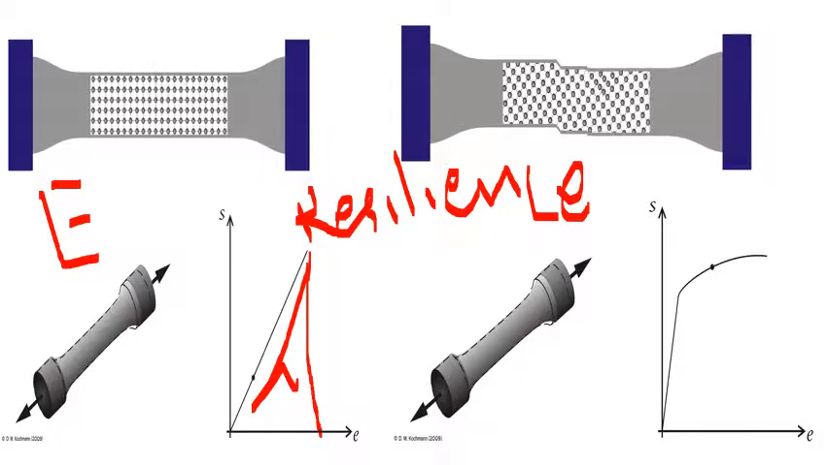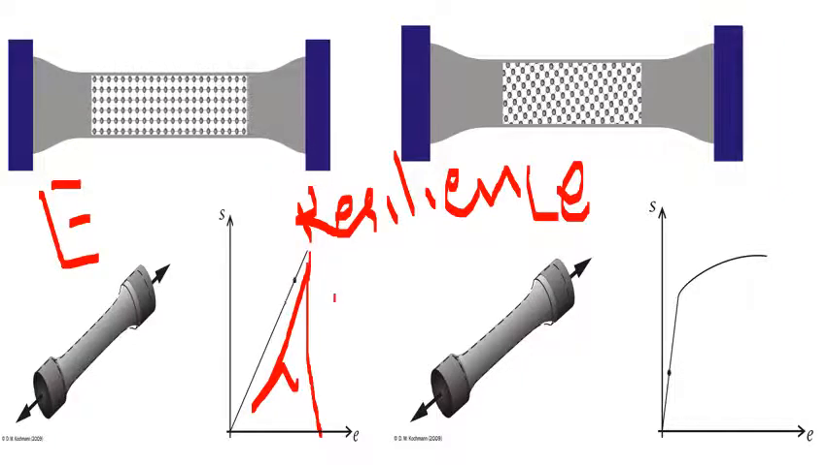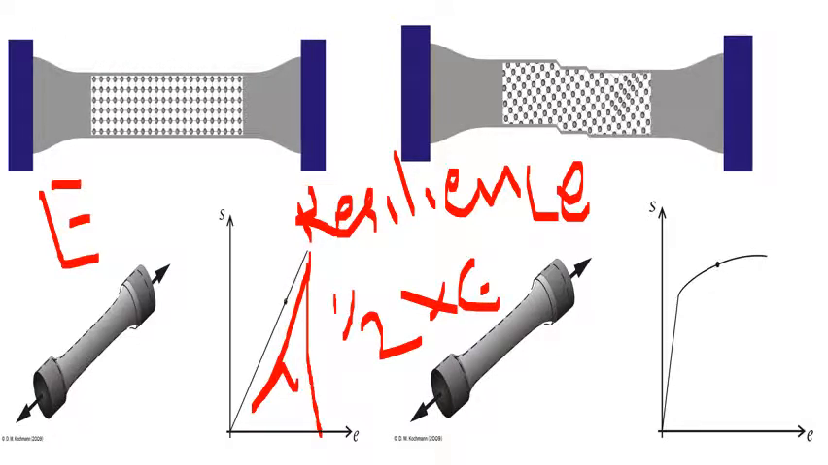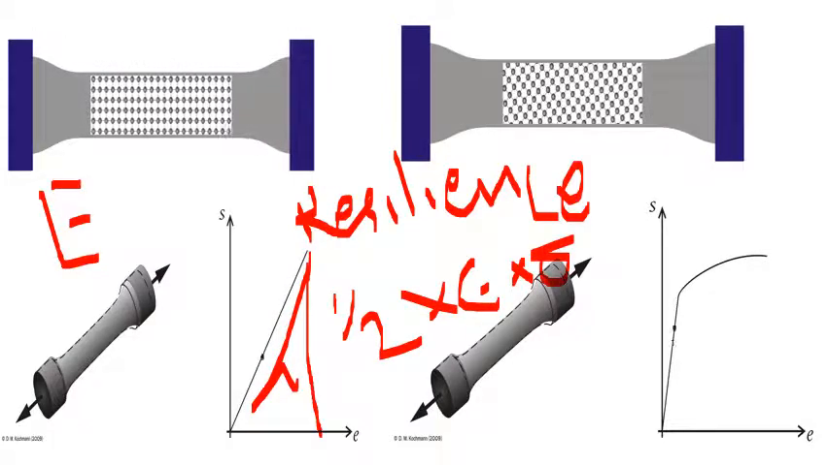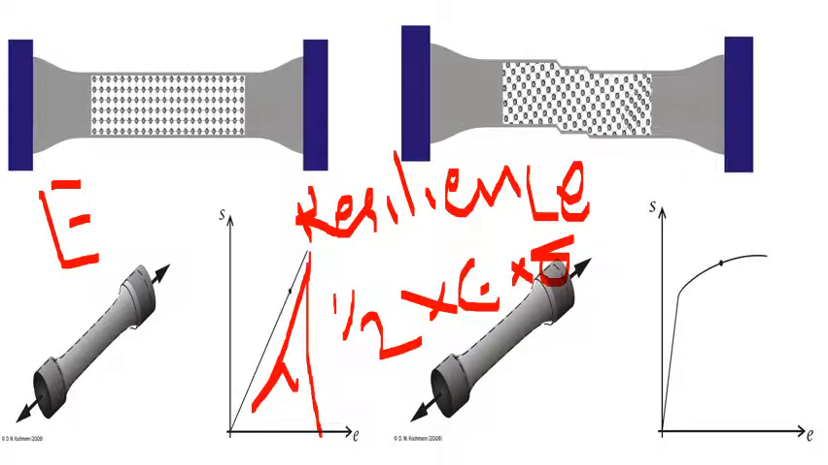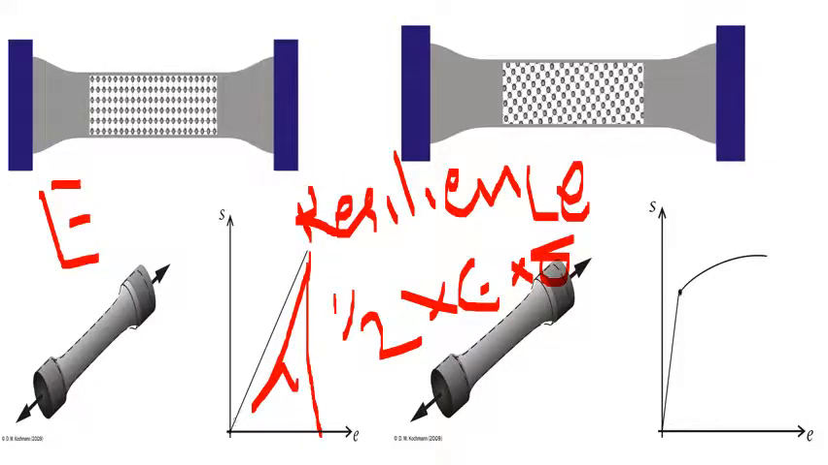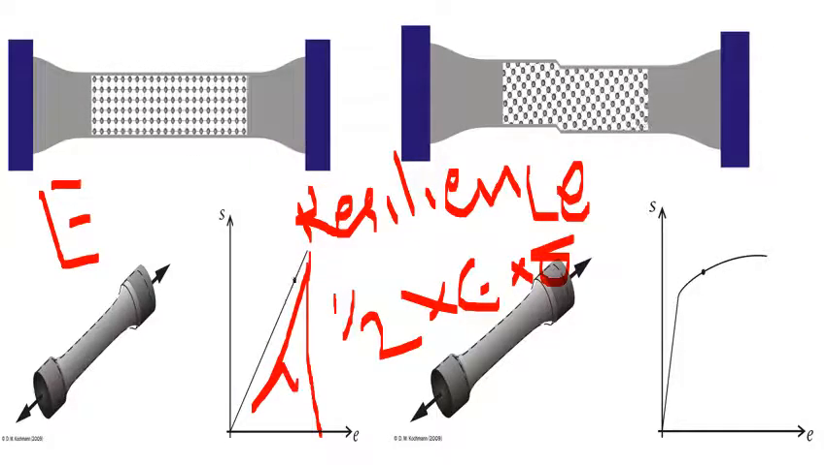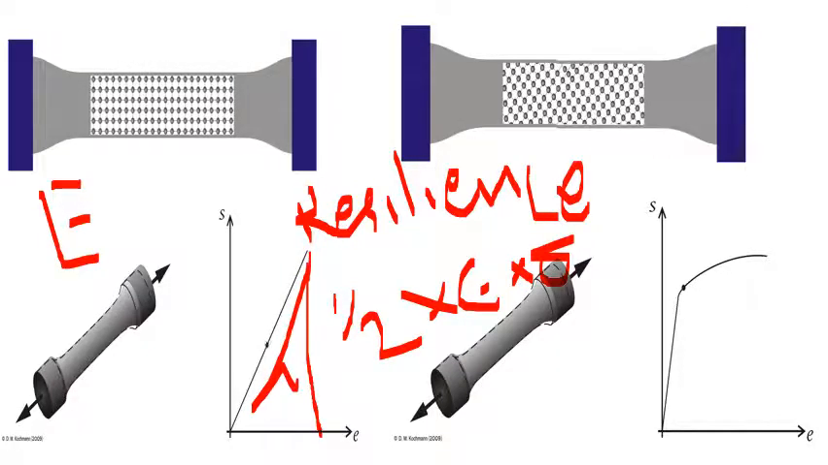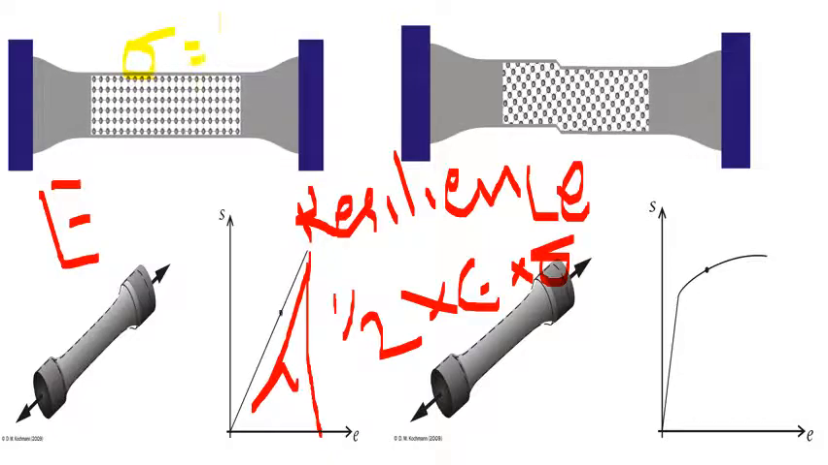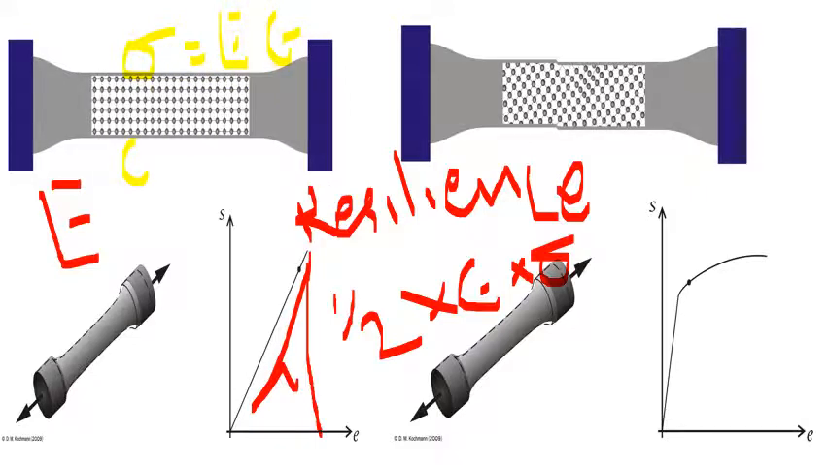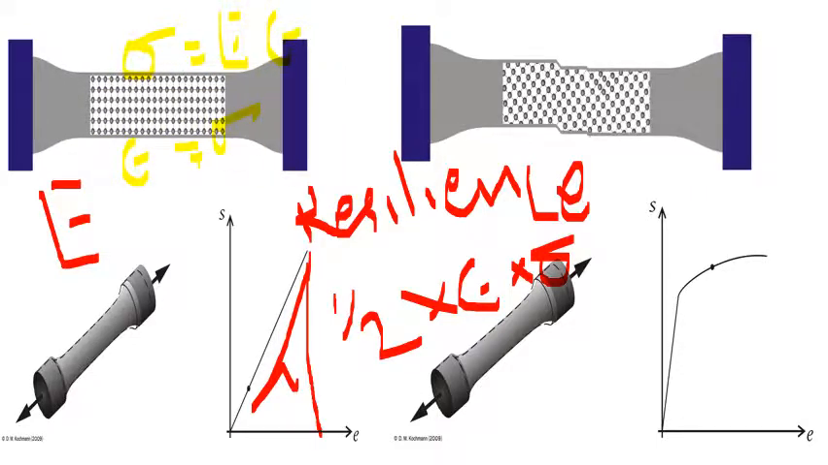This can be measured as the area, half into the base, that is epsilon naught, into the height, that is sigma. So epsilon naught is the base of the triangle, and the height of the triangle is sigma. We can write the modulus of resilience as half into epsilon naught into sigma. Already we know sigma is equal to E into epsilon naught, or else we can write epsilon naught equal to sigma by E.